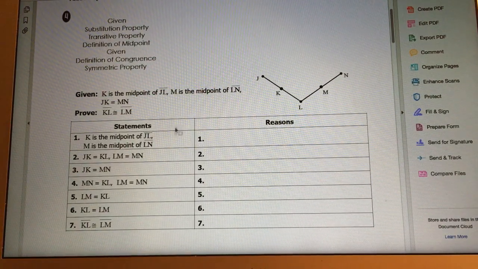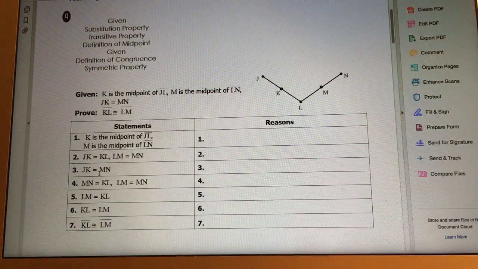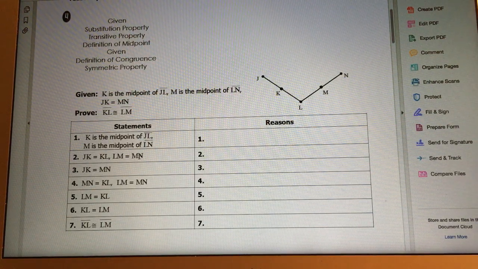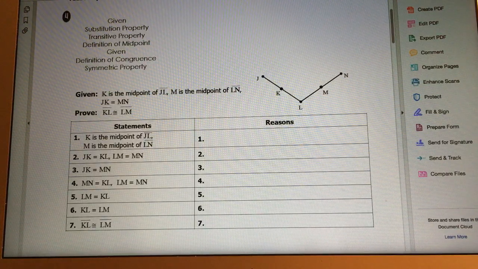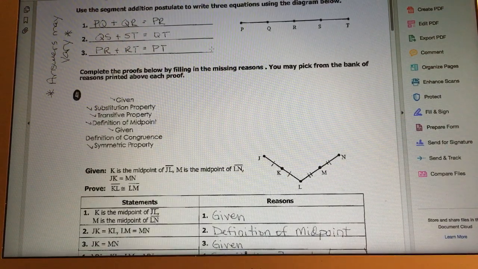Okay, so number three. What allows us to say that JK equals MN? Well, it doesn't have anything to do with this, and oh, look at that, that was given as well. JK equals MN, JK equals MN. So the reason that we're able to make the statement for number three was because it was given. So number three, given.